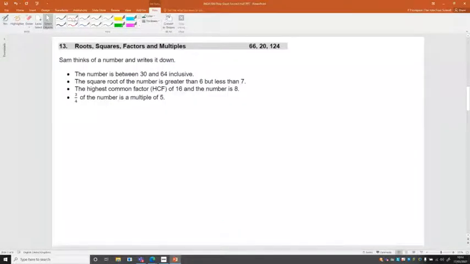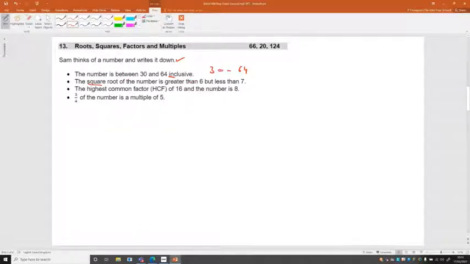Okay, question 13 then. Just about knowing your square roots, your squares, your multiples, and your factors, okay? So Sam thinks of a number and writes it down. Good for Sam. The number is between 30 and 64 inclusive, okay? That means it goes from 30 to 64, and it can include both of these. So the number's in here somewhere. The square root of the number is bigger than 6, but less than 7.